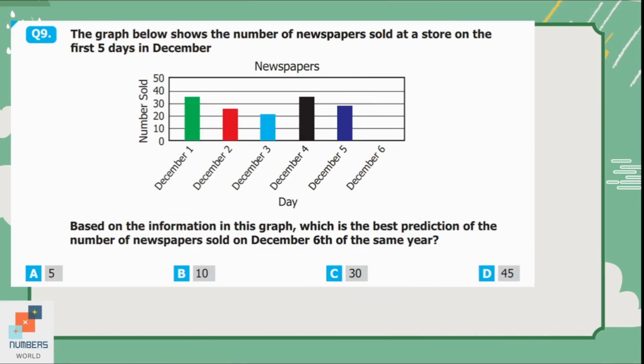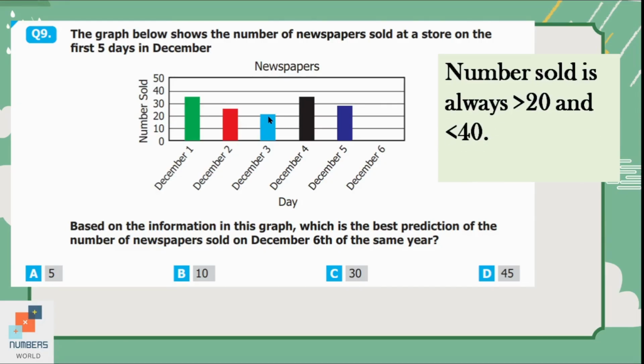Question number 9. The graph below shows the number of newspapers sold at a store on the first 5 days in December. Based on the information in this graph, which is the best prediction of the number of newspapers sold on December 6th of the same year? If we look at the bars given in the graph, there is a pattern. The numbers of the sold newspapers are greater than 20 but less than 40. So we will follow the same pattern to find out the total number of sold newspapers on December 6th.